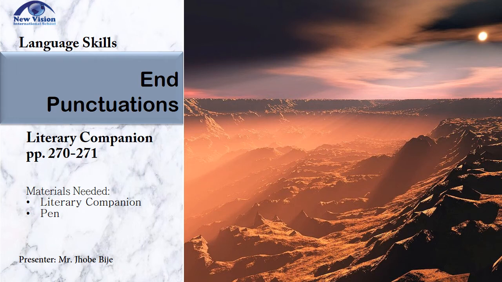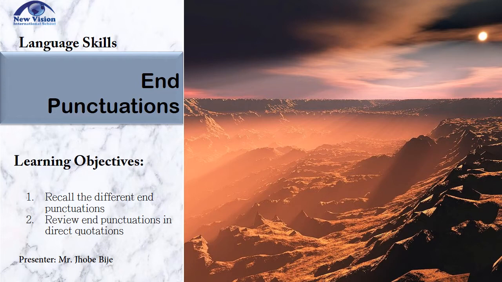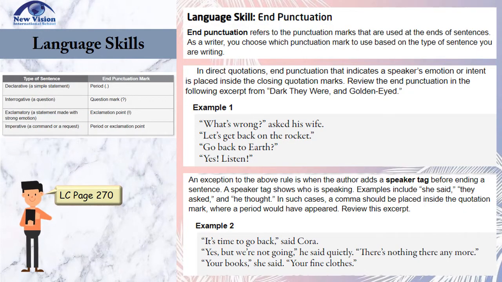Welcome, grade 8 students. This is day 4 of week 16, and the lesson for today is language skills and punctuations. Please turn your literary companion to pages 270 to 271 and make sure that your book and your pen are ready. The learning objectives are, first, recall the different end punctuations, and second, review end punctuations in direct quotations. Let's start by knowing the end punctuations.